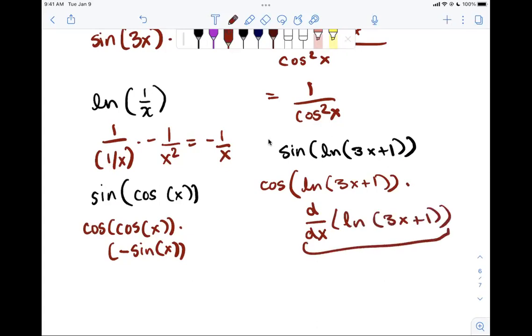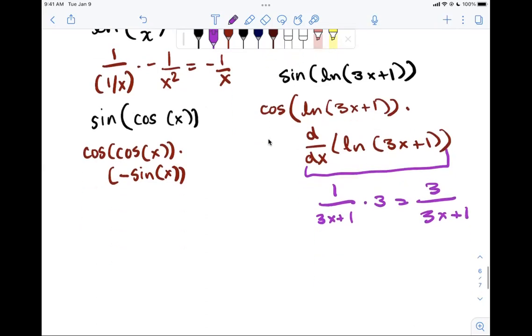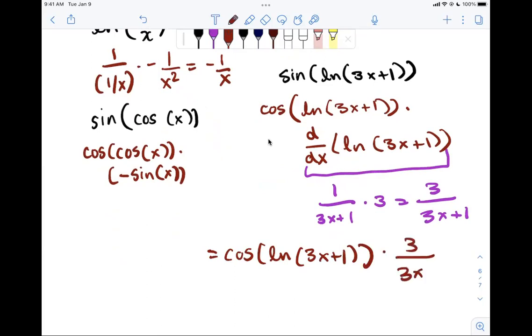So now what is this? Let's write that out. That's going to be equal to the derivative of the natural log, which is 1 over x, applied to 3x plus 1. So 1 over 3x plus 1 times the derivative of this, so times 3. That's just 3 over 3x plus 1, and that's this derivative here. So the final answer is going to be cosine of the natural log of 3x plus 1 times 3 over 3x plus 1. And that's going to be the final answer.